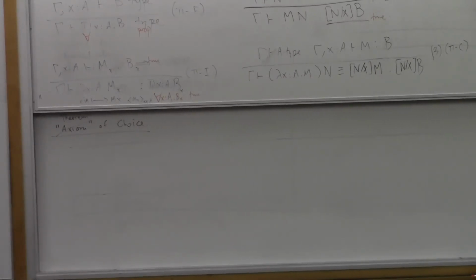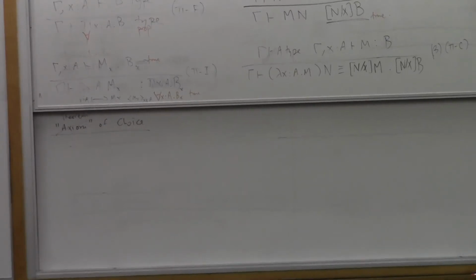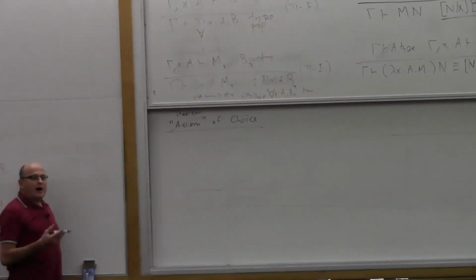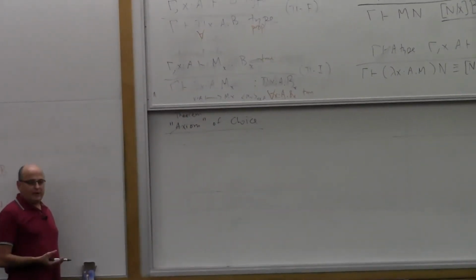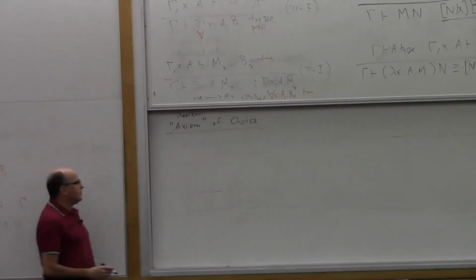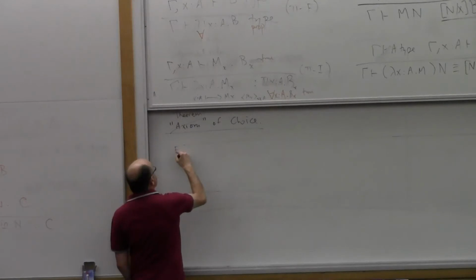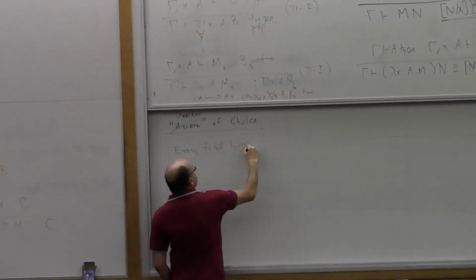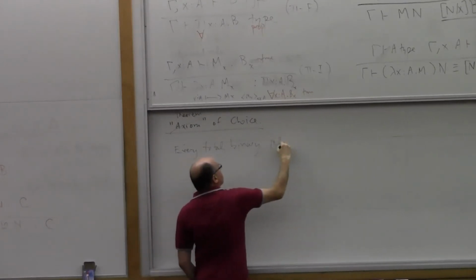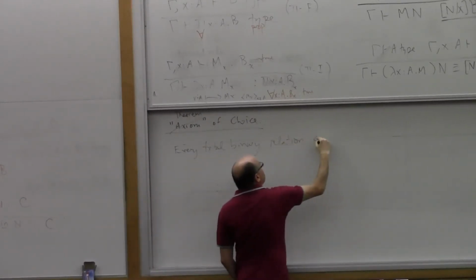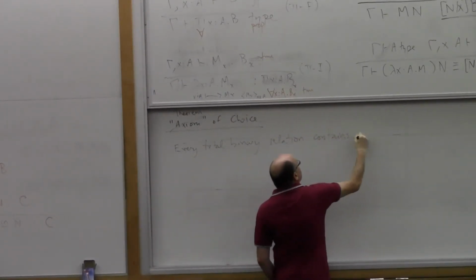Okay? So the traditional account of the axiom of choice, there are many equivalent formulations of the axiom. I'm sure that you could rattle off a dozen of them if you want. But a very basic one is every total binary relation contains a function. Okay? So how do you say that? So one way to say it is you say every total binary relation, I'll write it out sort of in English, contains a function.